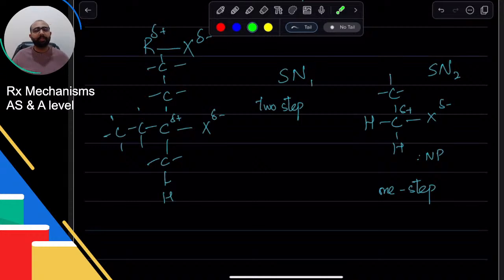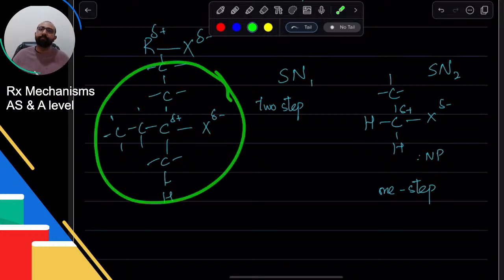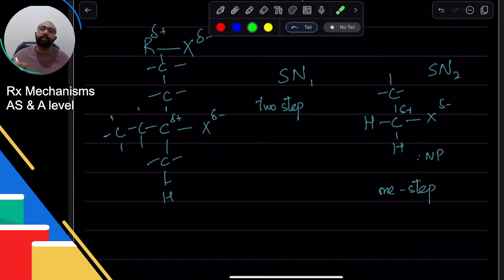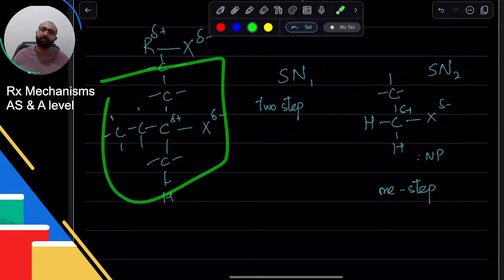This is simply telling me what the rate of reaction depends on. The rate of reaction always depends on the slow step, right? And in the slow step, is there one thing whose concentration affects it, or are there two things whose concentration affects it? In this one, what is the slow step? The slow step is this going away. At that time, only this molecule matters: how soon or how slowly does it lose this X so that the nucleophile can finally attack this. So it's only the concentration of this halogen alkane that matters.